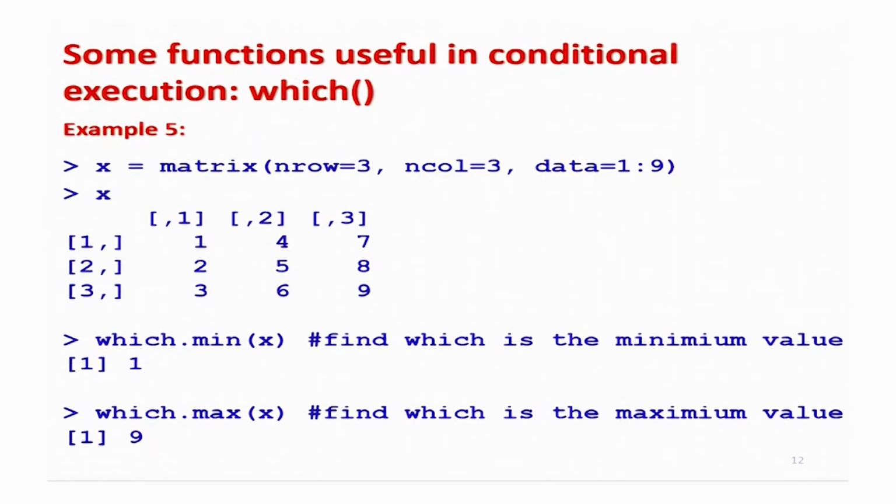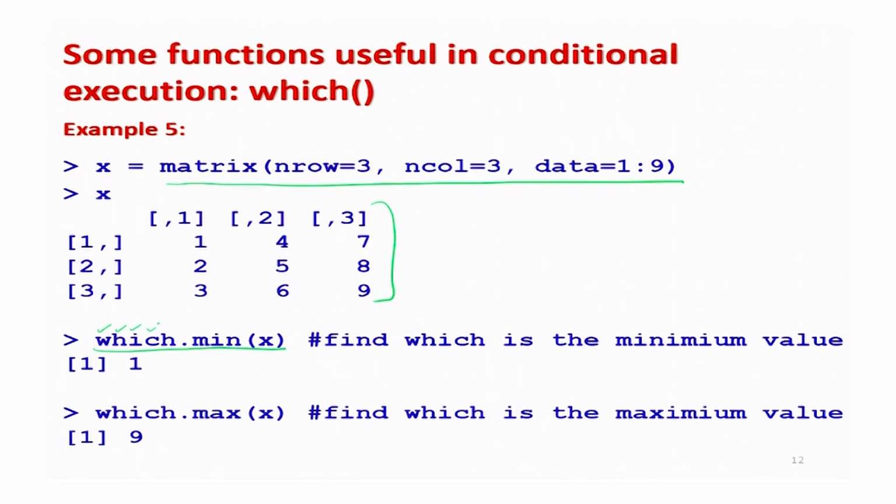So, this was an operation over the data vector. Now, I try to give such an operation on an array. So, I create here a matrix of order 3 by 3 with the data 1 to 9. Now, you know how to create a matrix, and this matrix X is like this. Suppose I want to know in this array which value is the minimum value. For that I have a command here, which dot min, and inside the parenthesis you write the name of the array.